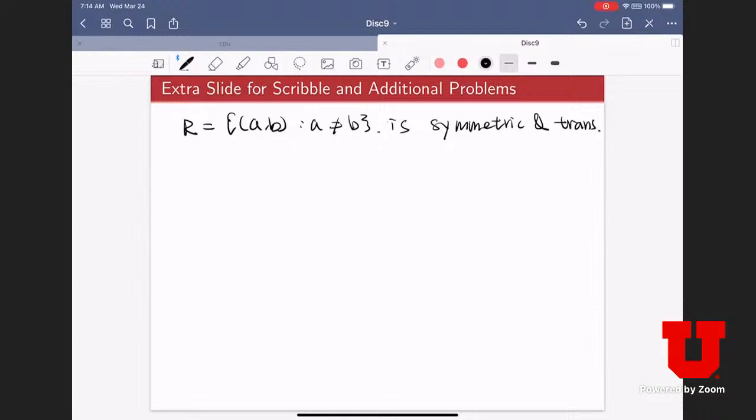So let's just check for some pairs. Let's see, pair (1, 2) in relation R, and then just by this statement, (2, 1) must also be in R since it is symmetric.